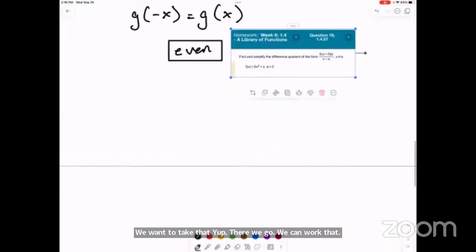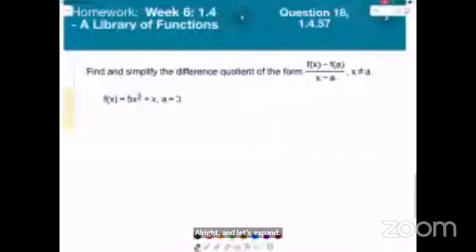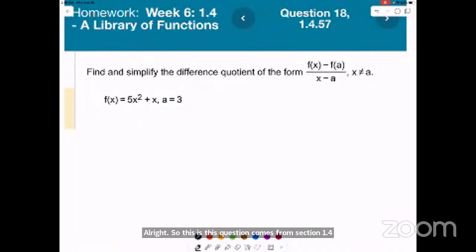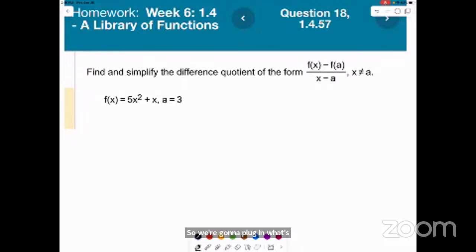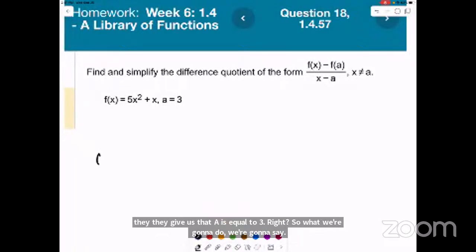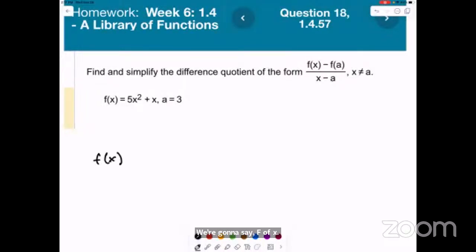All right. So this question comes from section 1.4, and it's question 57 from the back of that section. So we're going to plug in what's given, right? We have this difference quotient on the right-hand side, this model, and they give us that a is equal to 3, right? So what we're going to do, we're going to say f of x minus f of 3 over x minus 3, right?